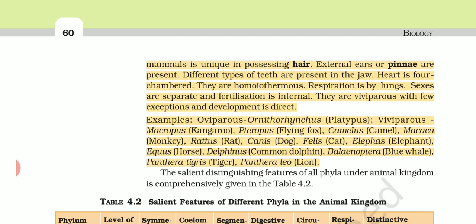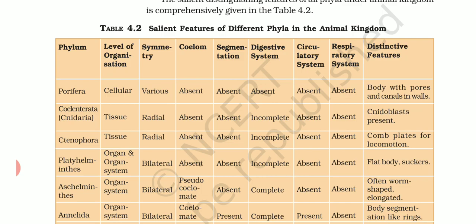Mostly the next features are the same, sexes are separate, internal fertilization. Viviparous means they can give birth to young ones. Few exceptions like platypus which can lay eggs. Development is direct from the fetus, the young one will grow. So any kind of example you can write.